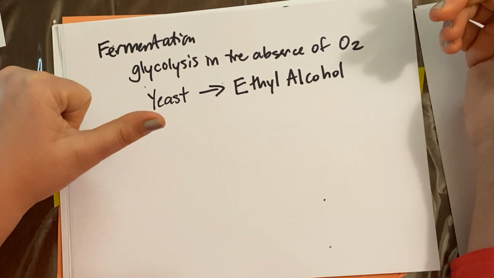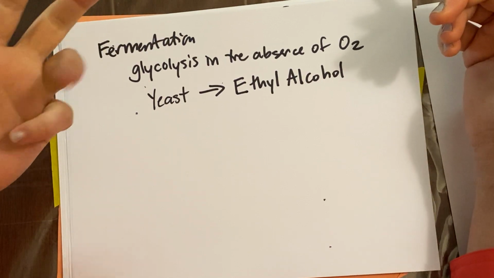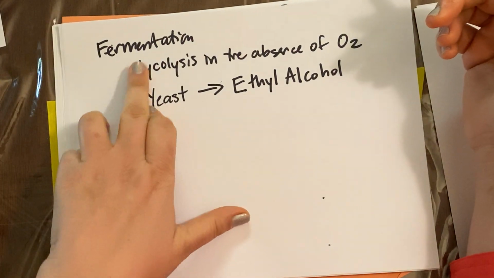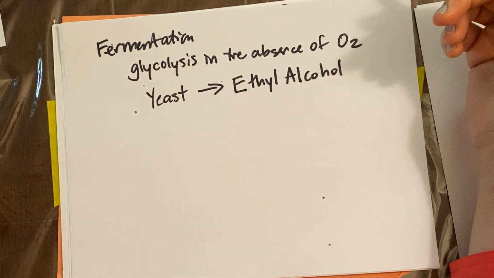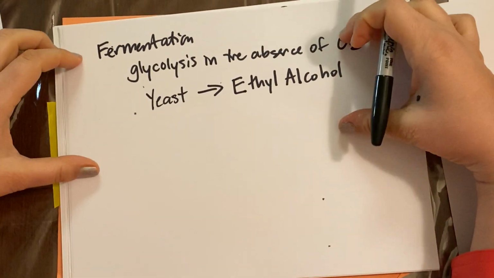Things like soy sauce are produced this way, cheeses can be produced this way, yogurt, all these things through this process of fermentation.